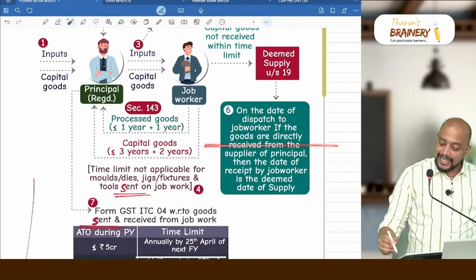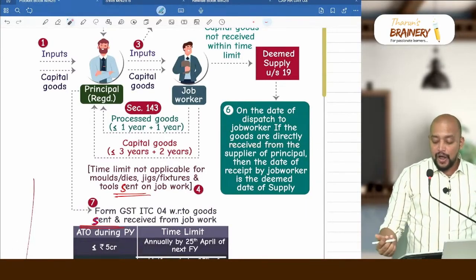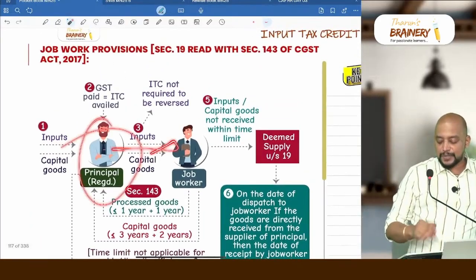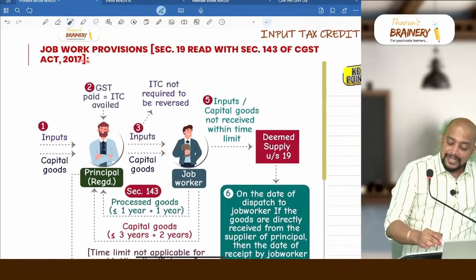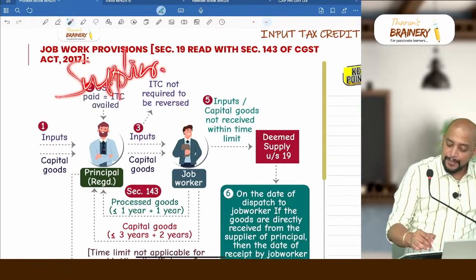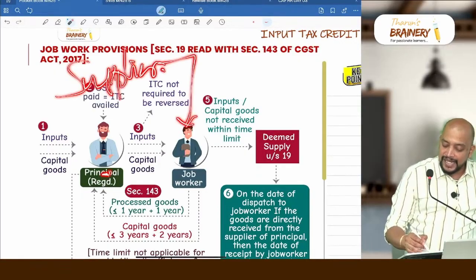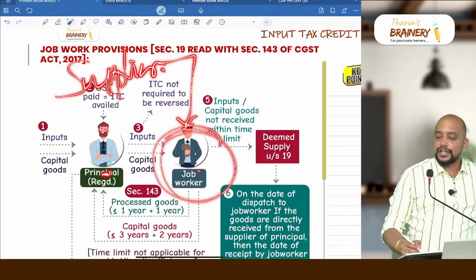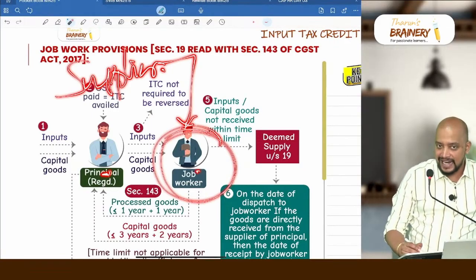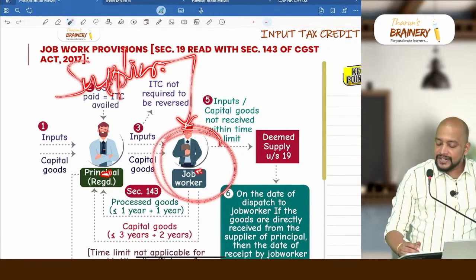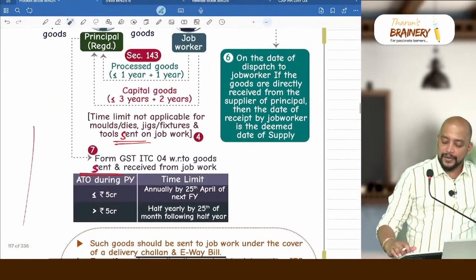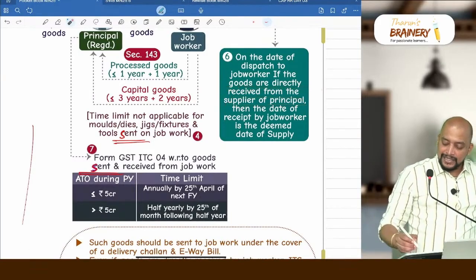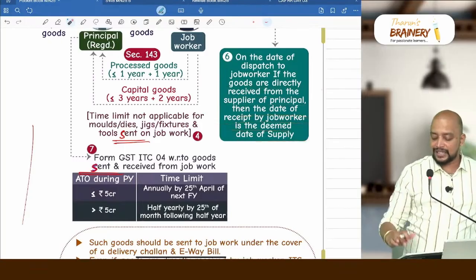If the goods are directly received from the supplier of the principal, sometimes what will happen? The principal will not be dispatching it to the job worker. There will be one supplier to this principal. From the supplier's place, the job worker will directly receive. Then from the date of receipt by the job worker, we need to count that 1 year or 3 years as the case may be. And on the date of receipt by the job worker, it is deemed as supply. Say this: if the goods are directly received from the supplier of the principal, then the date of receipt by the job worker is deemed to be the date of supply.